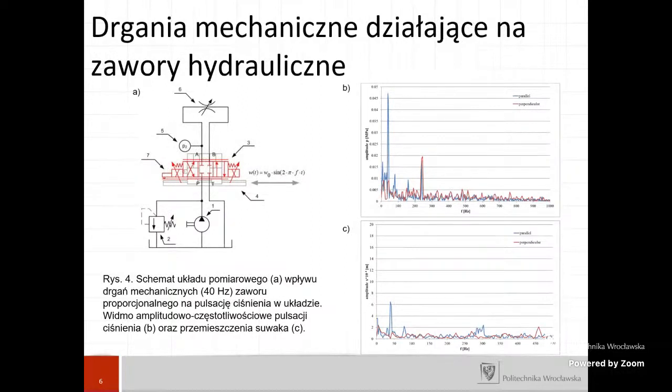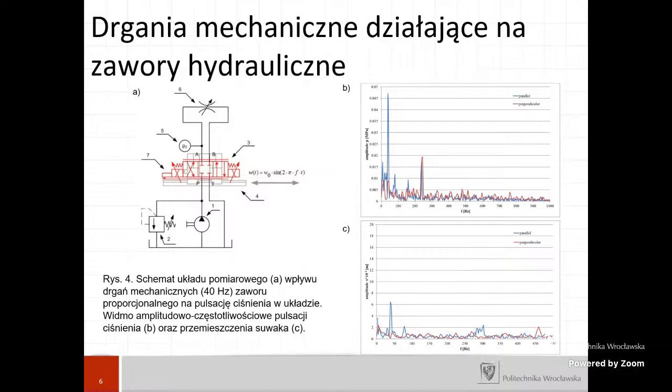Teraz te drgania mechaniczne oddziałują na elementy hydrauliczne, w szczególności na zawory. I tutaj są przedstawione badania, gdzie drganiom mechanicznym poddawany jest taki rozdzielacz proporcjonalny. Raz te drgania są w kierunku równoległym, czyli zgodnym z kierunkiem ruchu suwaka, a raz w kierunku prostopadłym. I tutaj na wykresie można zauważyć, linią niebieską mamy drgania równoległe do suwaka.